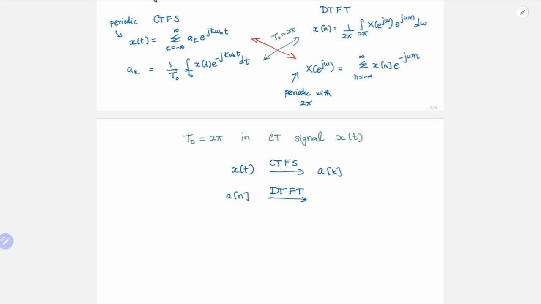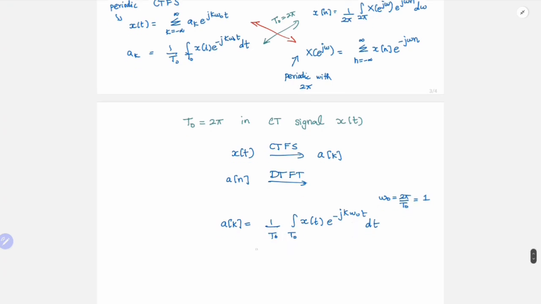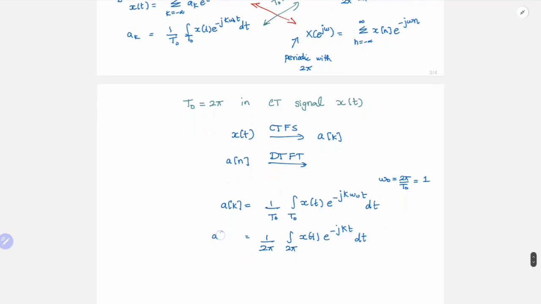So my a_k is going to be equal to 1 over 2π integral over 2π x(t) e^(-j k ω_0 t) dt. And what is my ω_0 going to be? It is 2π by T_0, so it is going to be equal to 1, correct? First let me write T_0 itself, then do the replacement. So this will be 1 over 2π integral over 2π x(t) e^(-j k t) dt. So this is my a_k.